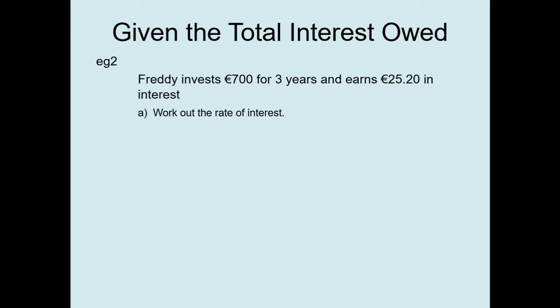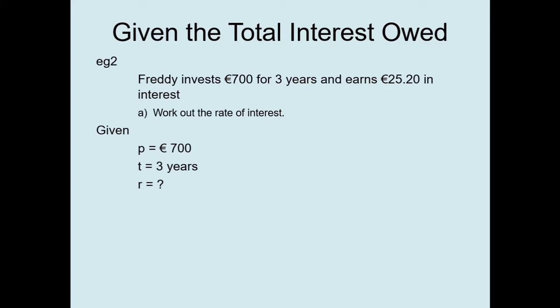What do we know? We are given 700 euros that he invested in the beginning. Remember, the value at the beginning is called the principal value. So P equals 700. And do we know the time? The amount of time that he invested his money for was 3 years. So T equals 3 years. Do we know the rate? No, the rate is what we're trying to work out.